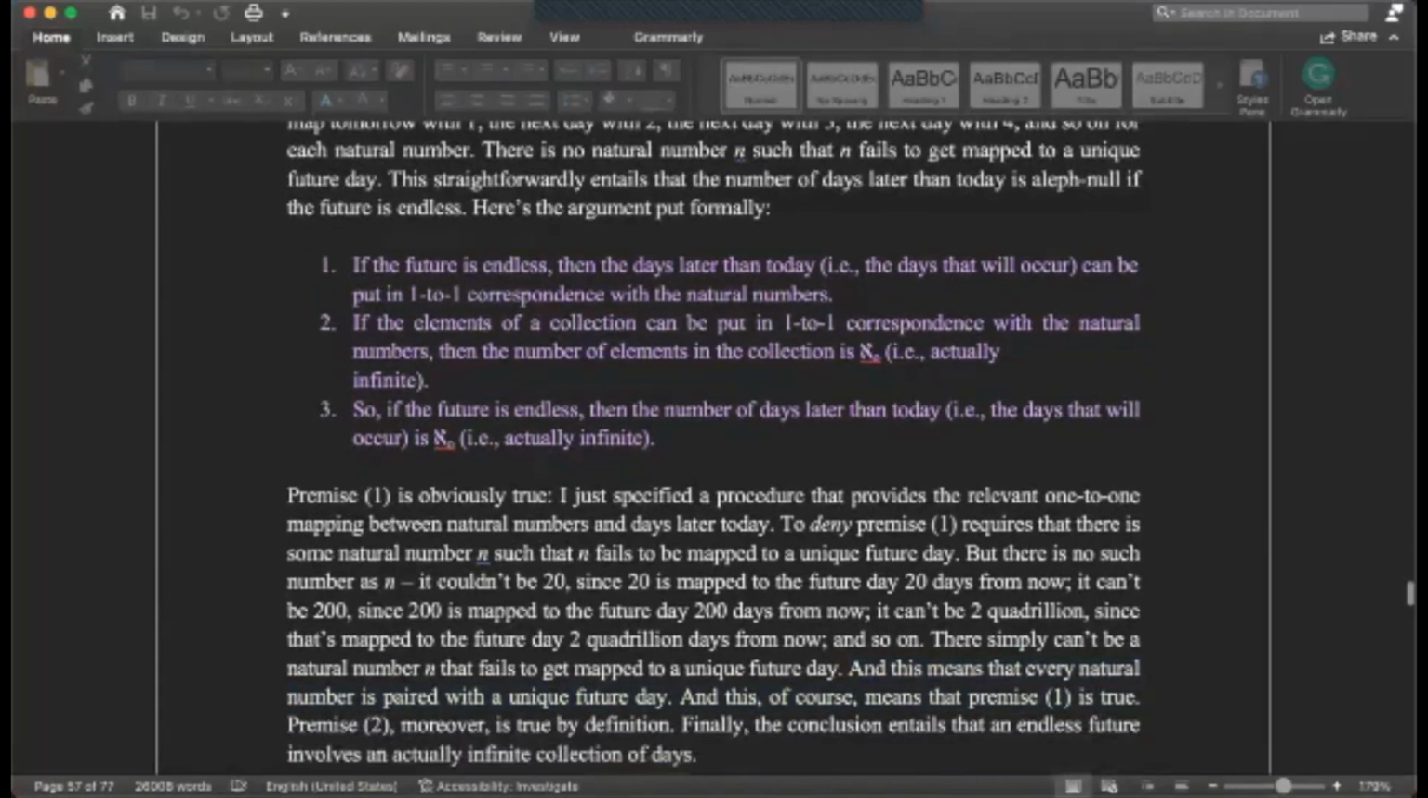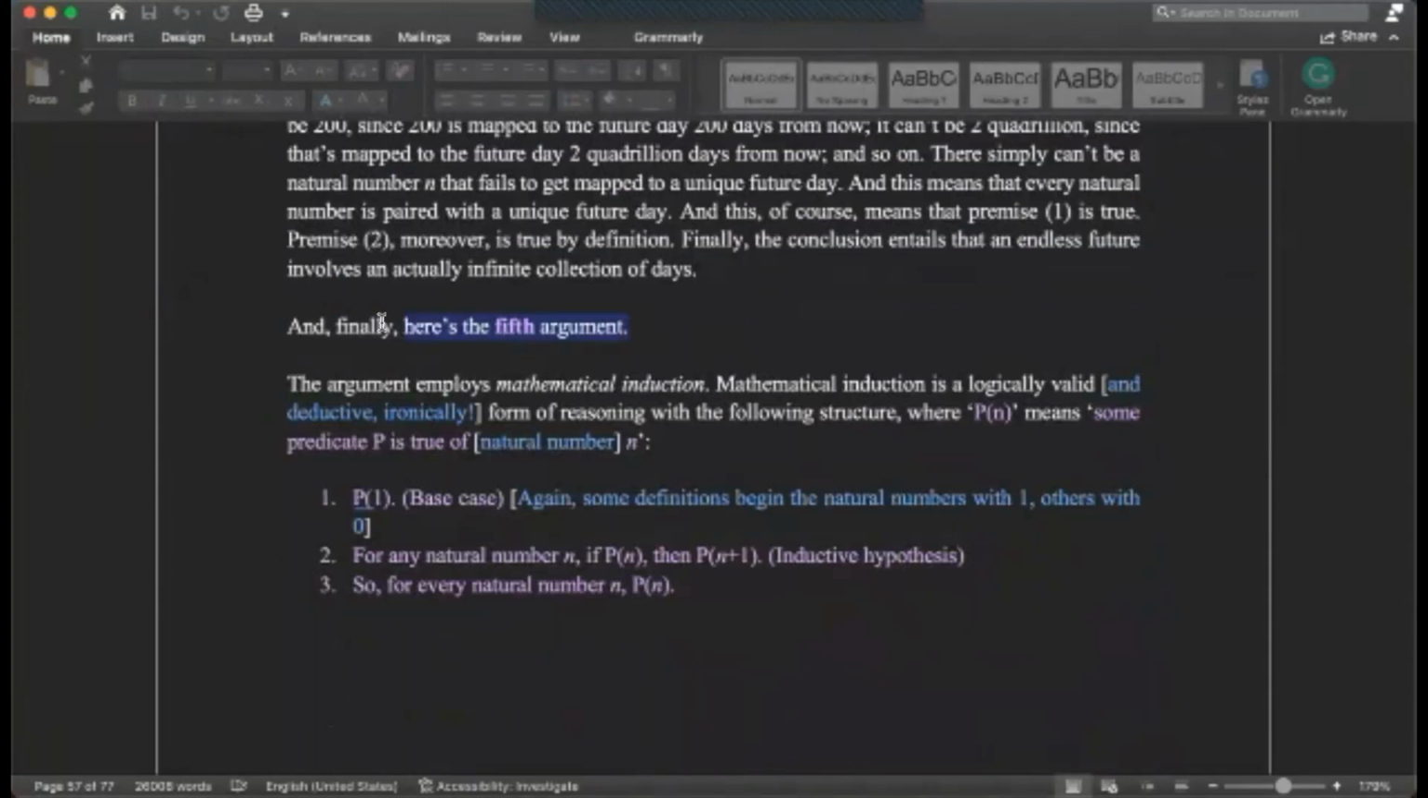Premise 2, moreover, is true by definition. That's just the definition of Aleph null and an actually infinite collection. And finally, the conclusion entails that an endless future involves an actually infinite collection of days. Here's the fifth argument for why an endless future is an actual infinite. This argument employs mathematical induction.